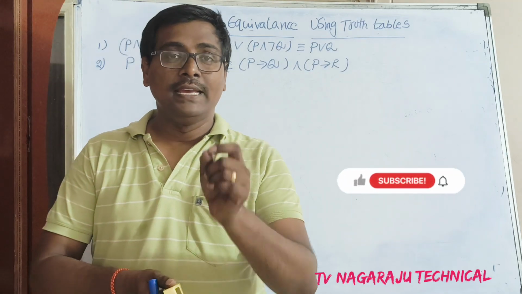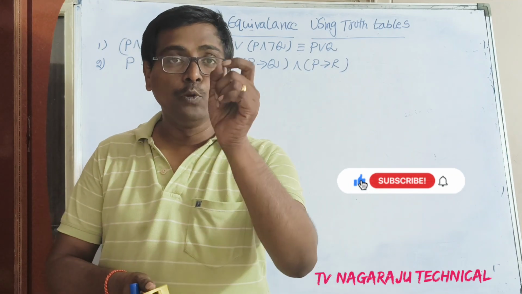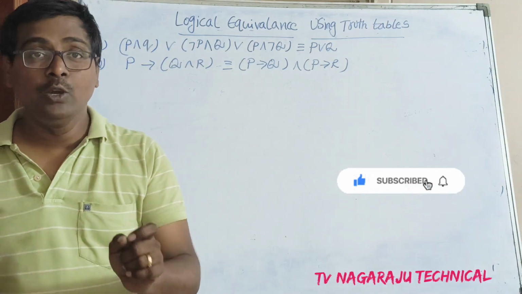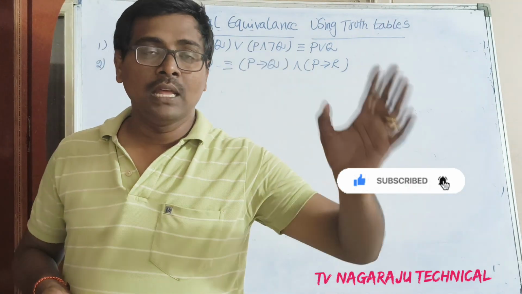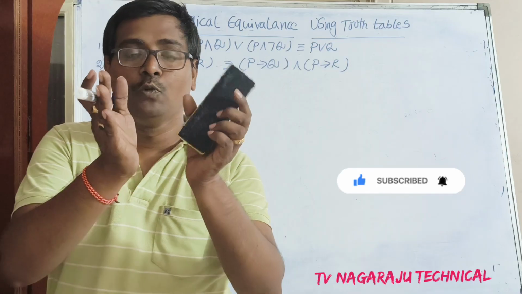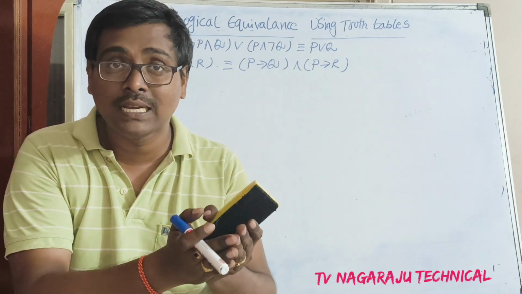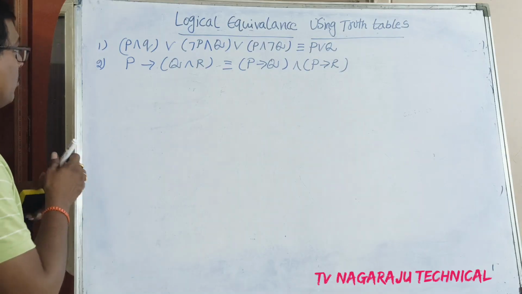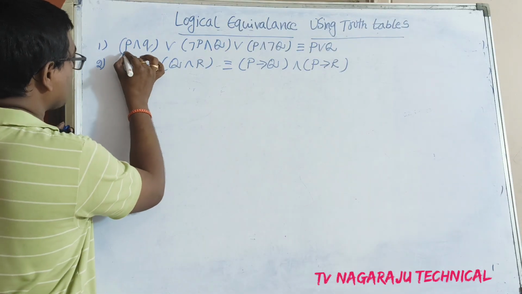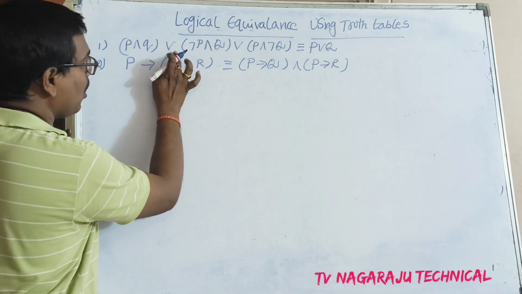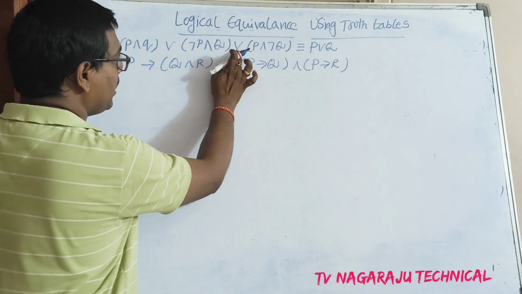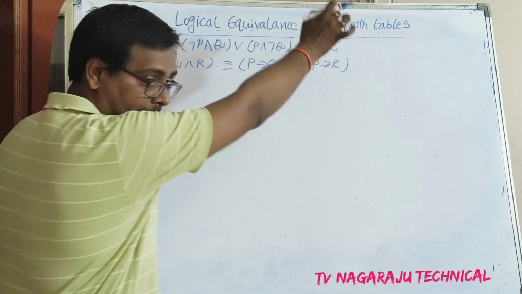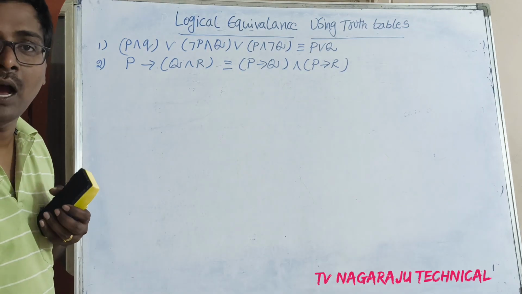Welcome to our channel. In this session, we will discuss how to prove two expressions are logically equivalent by using a truth table. In the last two sessions, we discussed proving two expressions are logically equivalent without using a truth table. Now, consider the first example. (P and Q) or (negation P and Q) or (P and negation Q) is logically equivalent to P or Q.